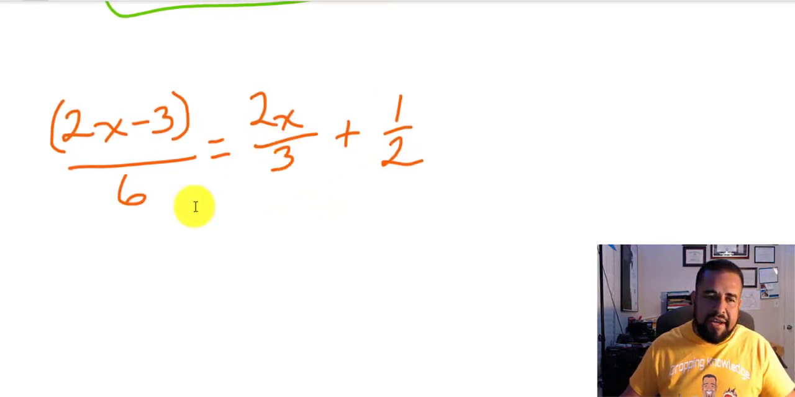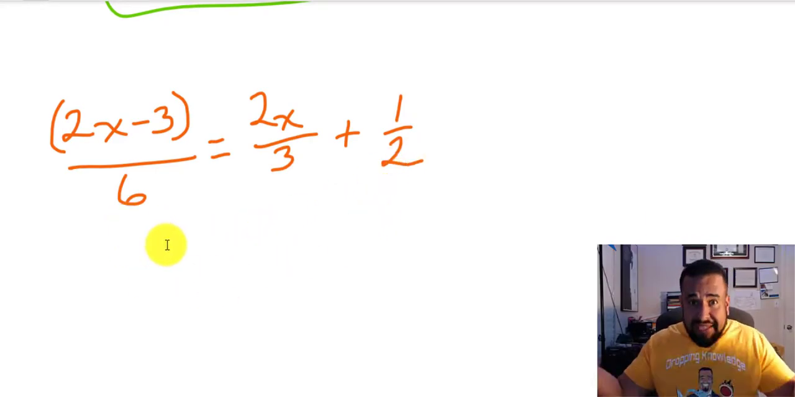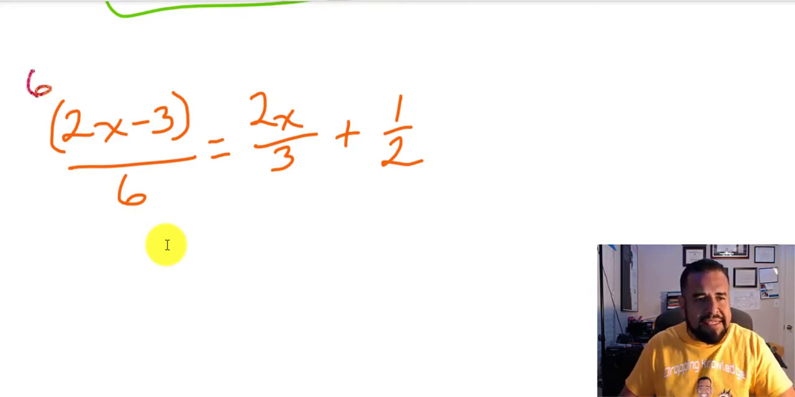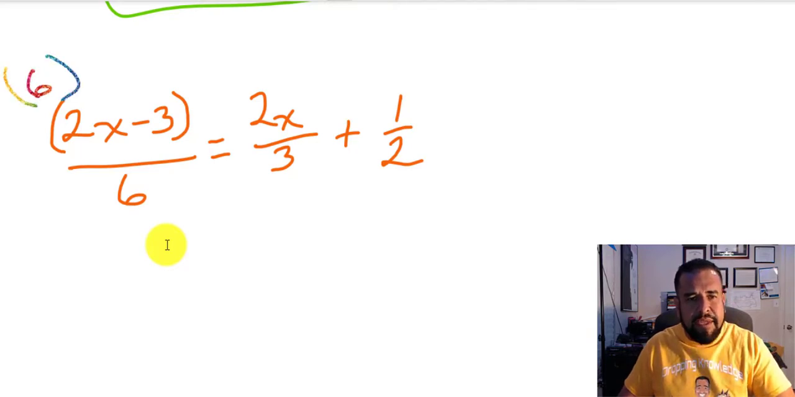And I ask myself again, look at the highest value, 6. Can 3 go into 6 evenly? Yes, it can. Can 2 go into 6 evenly? Yes, it can. Therefore, this one is simple. I'm going to multiply everything by 6. 6, 6, and 6 right here.